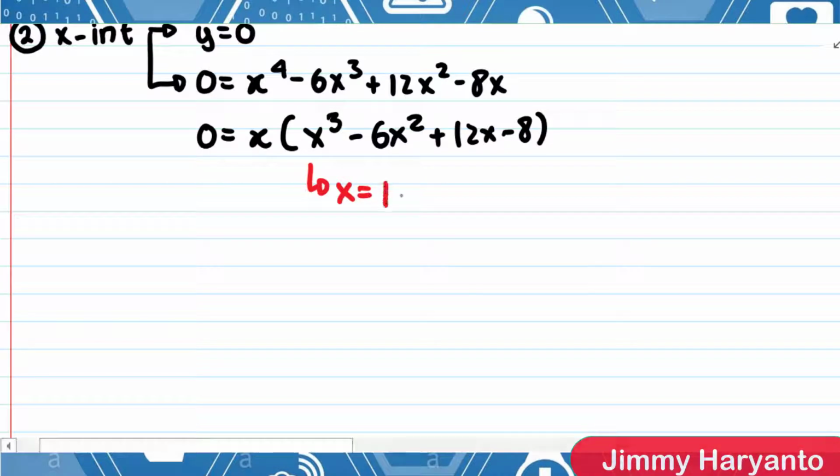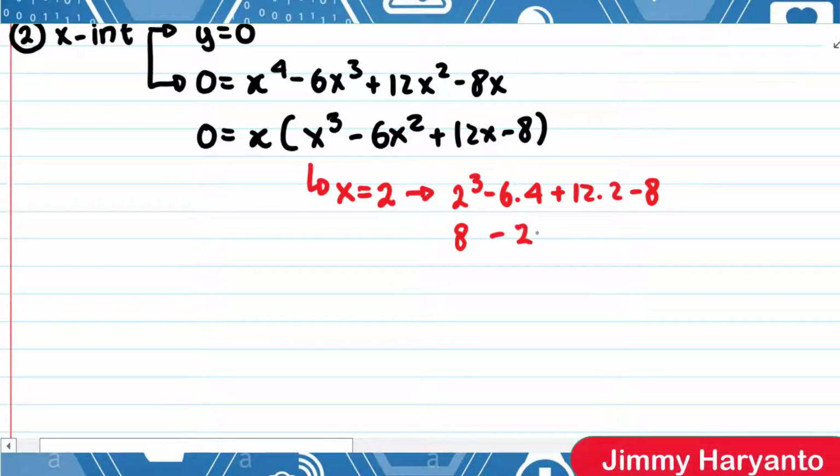So for x equals 1, the result will be 1 to the power of 3 minus 6 times 1 plus 12 times 1 minus 8. So it will be negative 14 plus 13. It will not become 0, so x equals 1 is not possible. Next, x equals 2, you will have the value of y as 2 to the power of 3 minus 6 times 4 plus 12 times 2 minus 8. So this one is 8, and then negative 24 plus 24 minus 8. Oh, this one is 0.